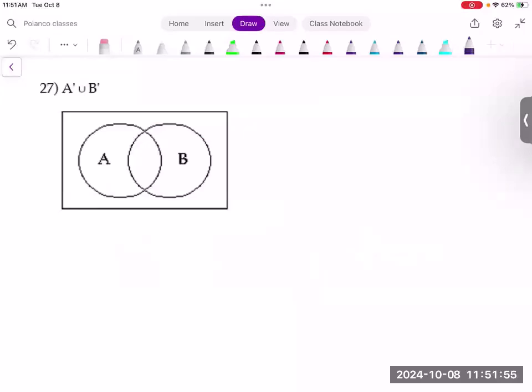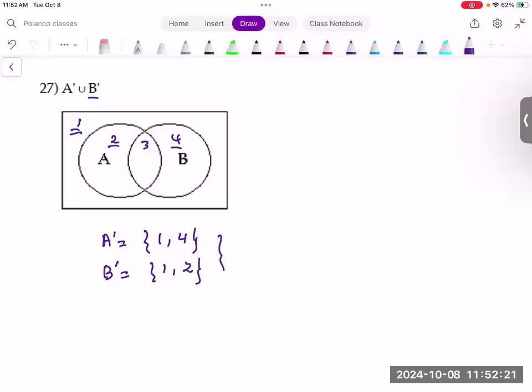So 27, we're going to do it exactly the same way. I'm going to put 1, 2, 3, and 4 here. So I'm going to go with A prime. What's A prime? A prime is 1 and 4 only, right? 1 and 4. What is B prime? B prime is 1 and 2 only.